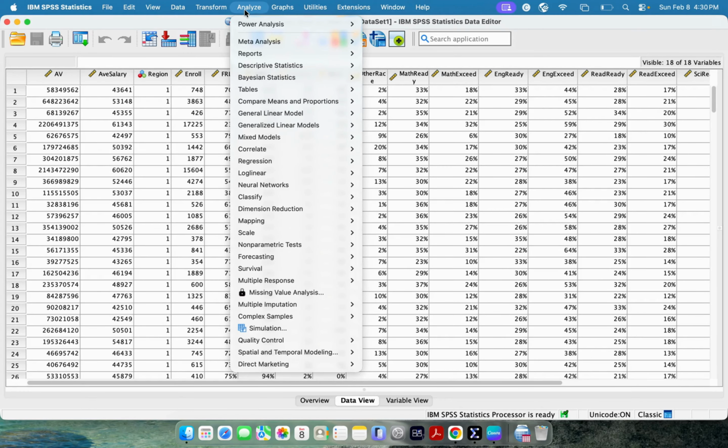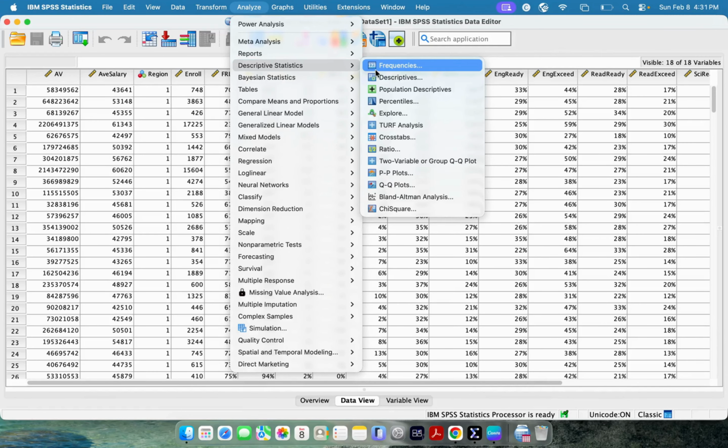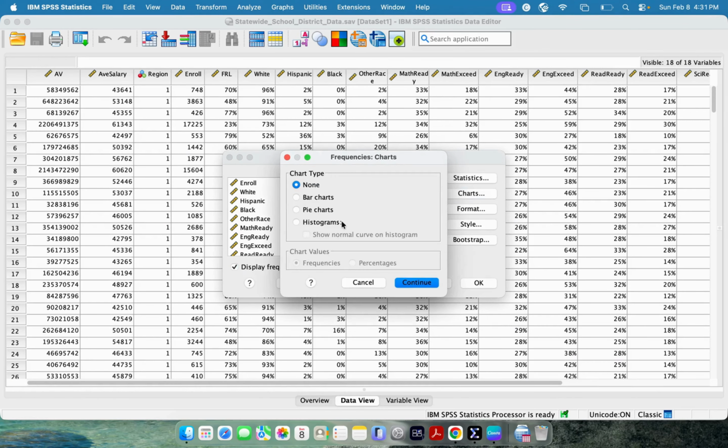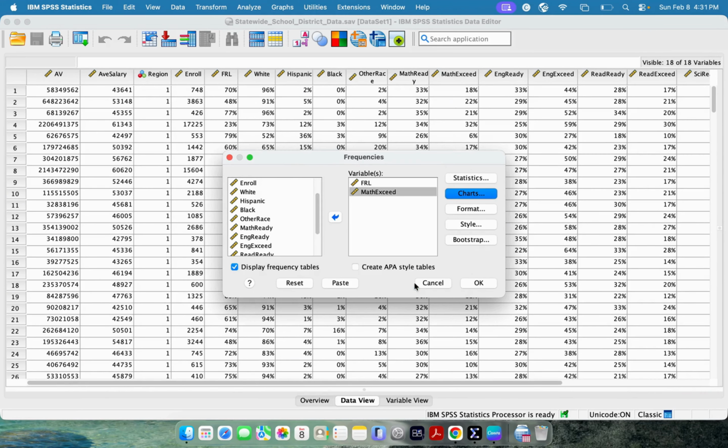I'm going to select Analyze, Descriptive Statistics, and Frequencies. I am going to move over my free and reduced lunch and my math exceeding into my variables. I'm going to click charts and histograms, and I am going to show normal curve on histogram. And I am going to uncheck this frequency table. I don't need that.